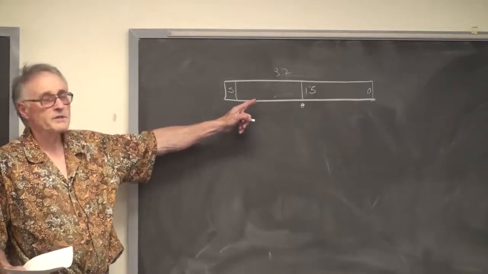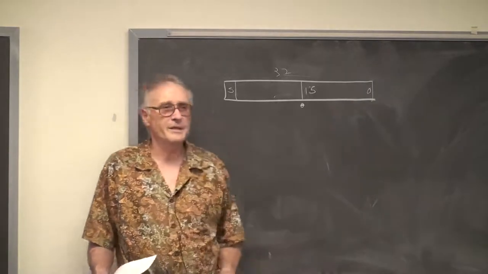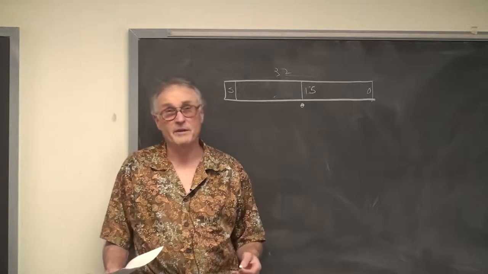So we have a range of plus minus 32,000 and a fractional size of 2 to the minus 16th, which is right around 1.5 times 10 to the minus 5.